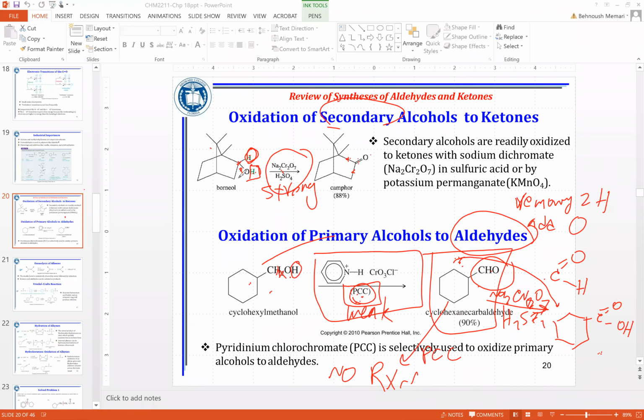PCC to secondary alcohol, would it react or not? If you use PCC here, it's going to give ketone. Yes, PCC is strong enough to oxidize alcohol, but is not strong enough to oxidize aldehyde. So secondary alcohol can react with PCC, and it gives ketone as well. Any questions?